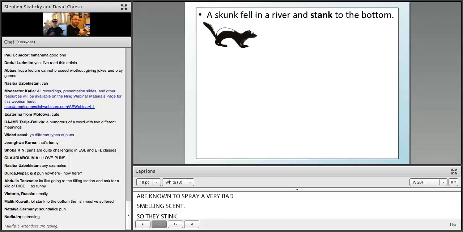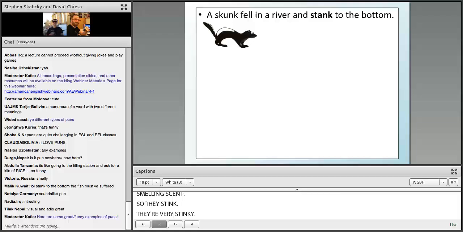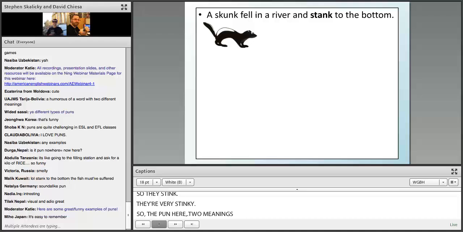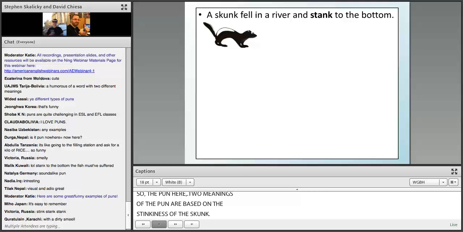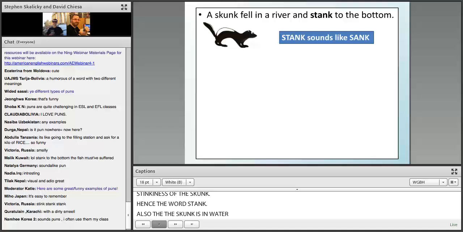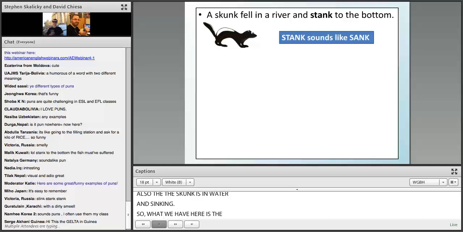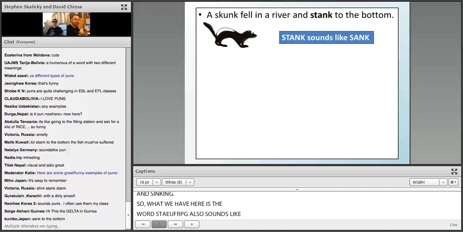So the two meanings of this pun are based on the stinkiness of the skunk, hence the word stank, but also the fact that the skunk is in water and sinking. So what we have here is the word stank also sounds like the word sank. All right, so we have two meanings, the stinkiness of the skunk and the fact that it was sinking to the bottom of the water.